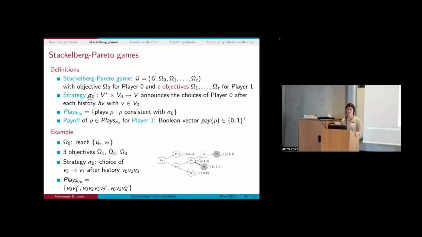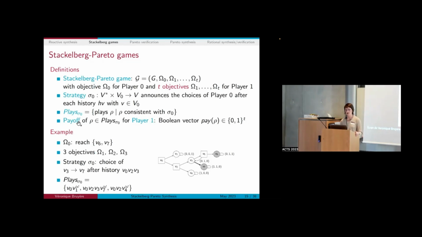So as I explained in my introduction, player 0 will announce a strategy. In my example, he decides to use this edge. And we will consider all plays that are consistent with this strategy. So for my example, it is this play looping on V1. This second play at V3, I have to follow the strategy of player 0 and loop here forever. And there is a third play here, looping there. So these are the three consistent plays with the given announced strategy.